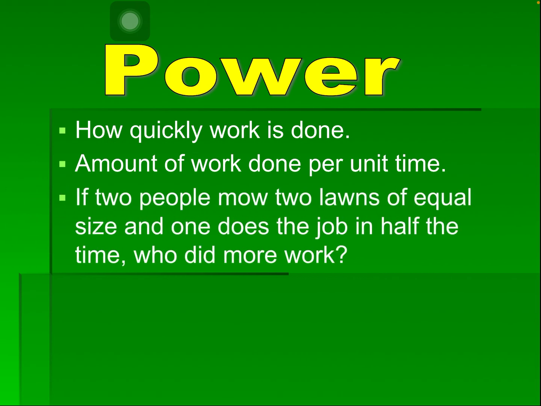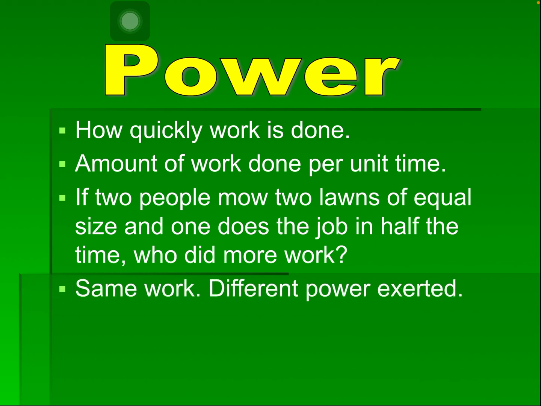Okay, if 2 people mow 2 lawns of equal size and one does the job in half the time, who did more work? Well, we just answered that question. They both did the same amount of work. But the person who does it in half the amount of time uses more power in order to do that. Okay? So it's the same work, but different power is exerted. The faster the work is done, that's more power. The ability to do work in a certain amount of time.